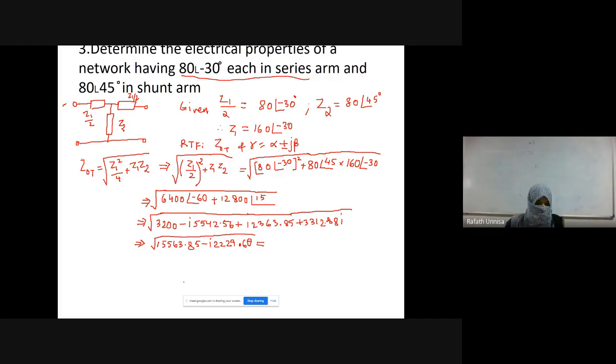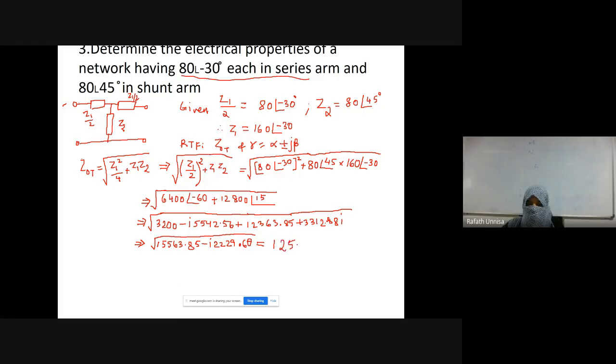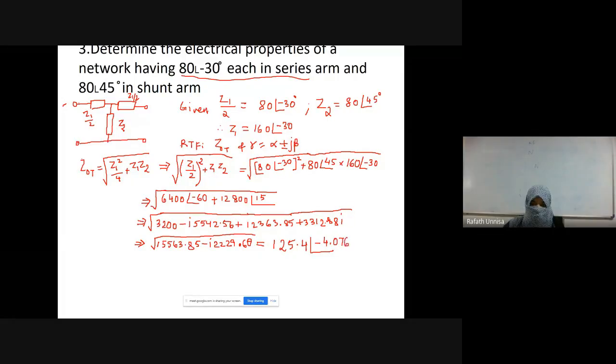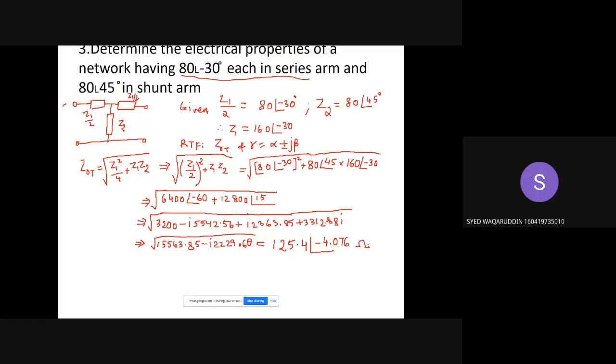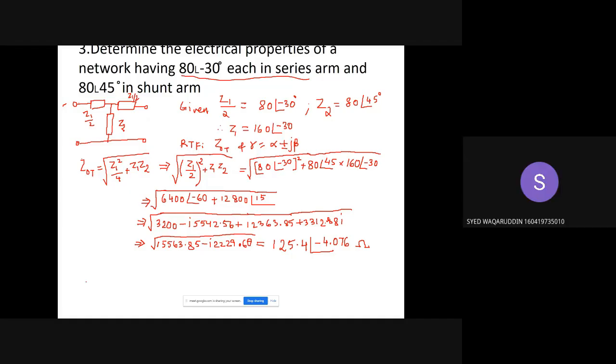Others enter in the chat box. 125.39 at an angle minus 4.076. I will take it as 4 at an angle of minus 4.076. And your roll number? Roll number 10. Is it? Yes, ma'am.